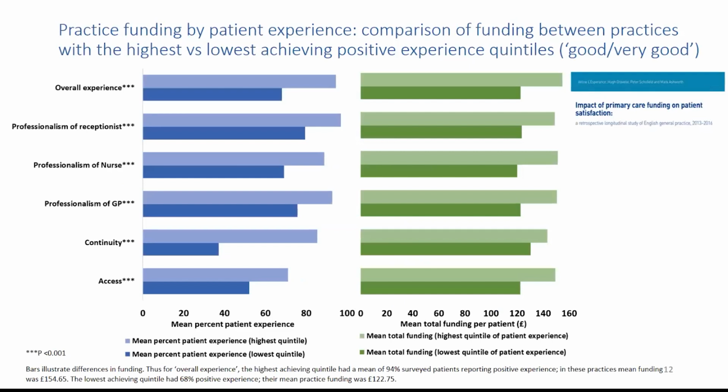So this figure shows the difference in funding for practices within the highest achieving quintile of patient experience compared to practices within the lowest quintile. In each domain, practices in the lowest quintile receive significantly lower mean funding. So for example, the mean total funding for practices in the lowest achieving quintile for access was £121 compared to £150 for the highest achieving quintile. And the mean access scores were 50% compared to 71% respectively.